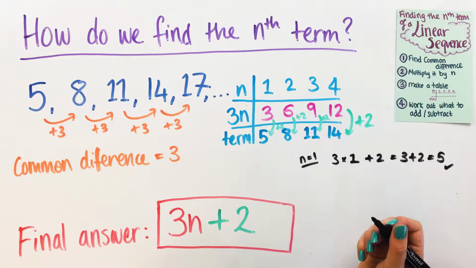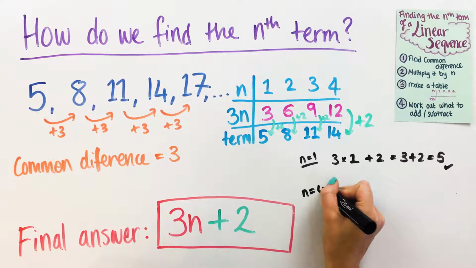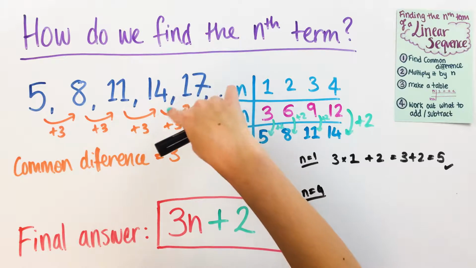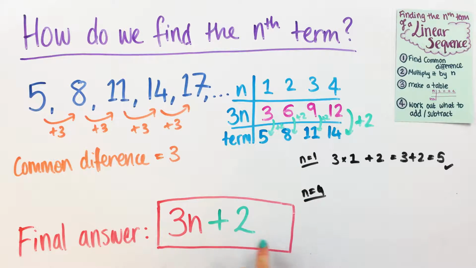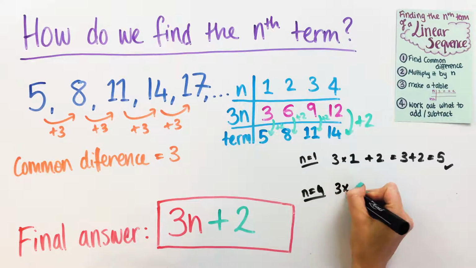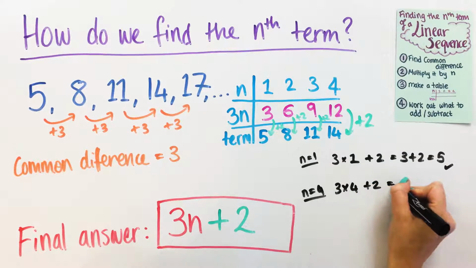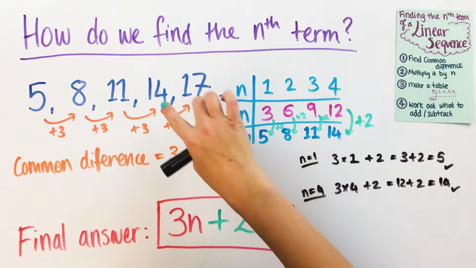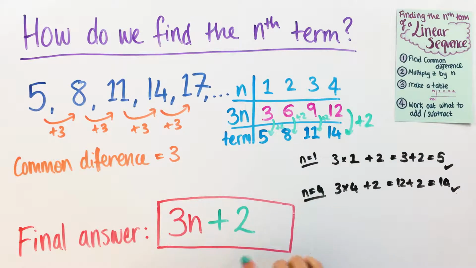Now let's try substituting in n equals 4. So n equals 4 should give us the fourth term here, 14. So substituting that in here, 3 times 4 plus 2 equals 12 plus 2, which equals 14, which is the term that we wanted. So checking your final answer with a couple of n values that you know the term for is a really good way to make sure you haven't made any mistakes.